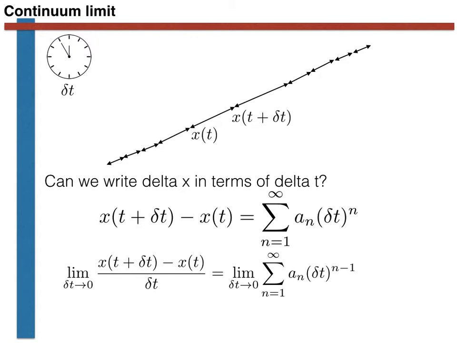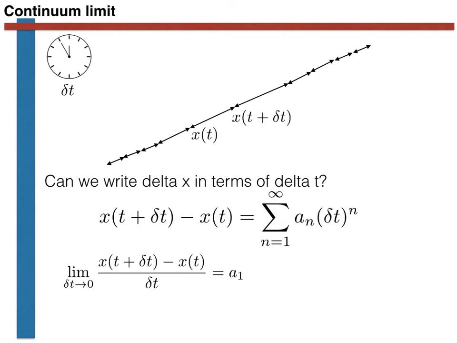Let's look now at the right-hand side though. The first term in our series has n equal to 1, and thus a_1 multiplied by delta t to the power 0. Now, as we all know, if we take any number and raise it to the power 0, we get 1. The first term in our series is thus a_1. In all subsequent terms, we have a_n multiplied by delta t raised to some integer power that is greater than 0. However, we are taking the limit as delta t tends to 0, and thus these higher terms will all tend to 0. Consequently, the sum on the right-hand side reduces to simply a_1.